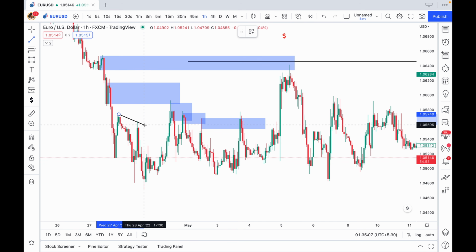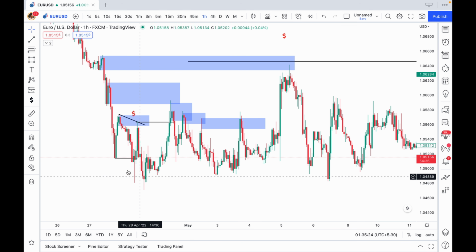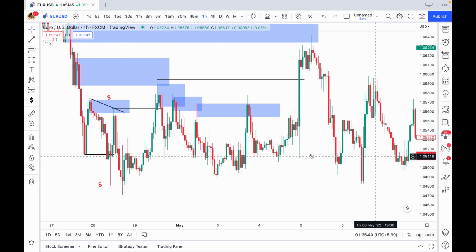So what is this again? Trend line liquidity. Why trend line liquidity? Because the structure was mitigated. And now there is liquidity sweep because price swept the low and gave us change of character in other direction, and price will hit our order block.